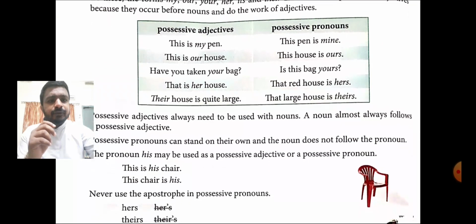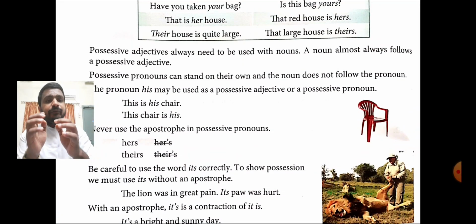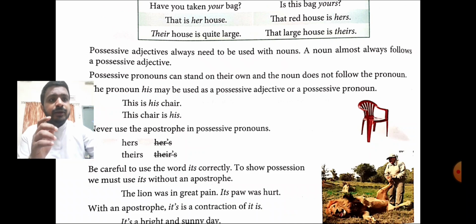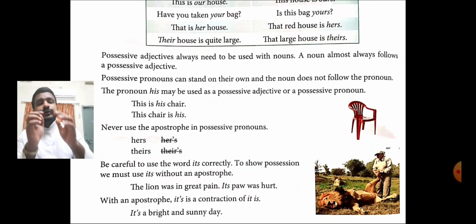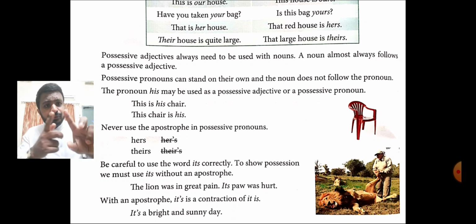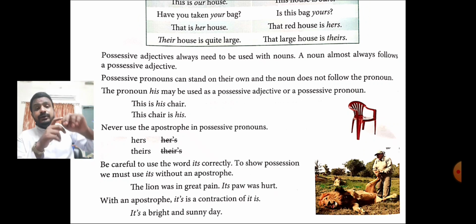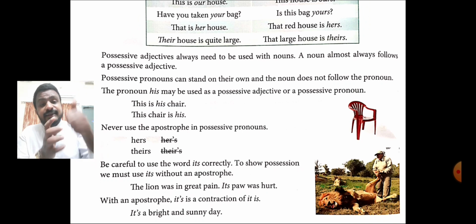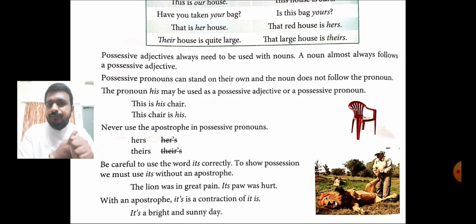Now, possessive adjectives always need to be used with nouns. A noun must always follow a possessive adjective. Now, your problem may come in two things, one is its and his. Now, his can be used both as a possessive adjective and as a possessive pronoun. Look at the example. This is his chair. This chair is his.